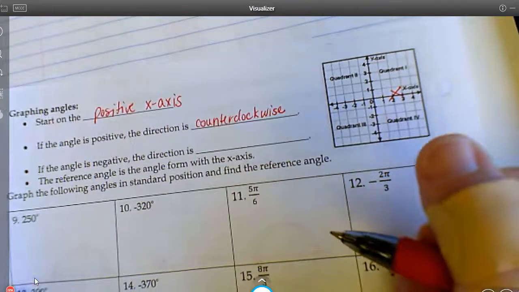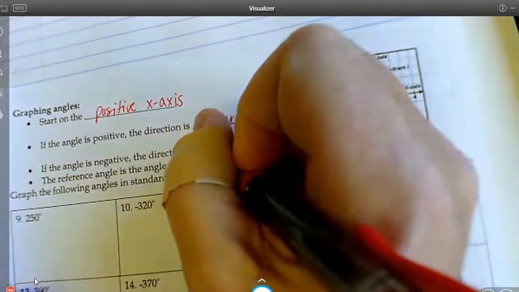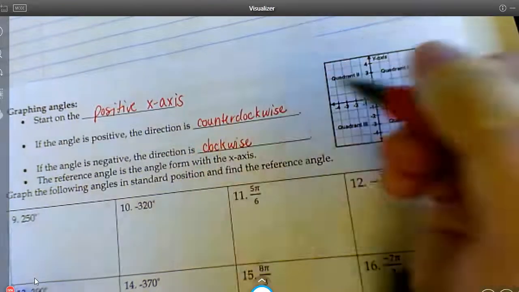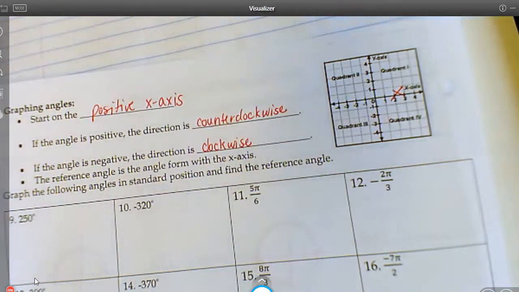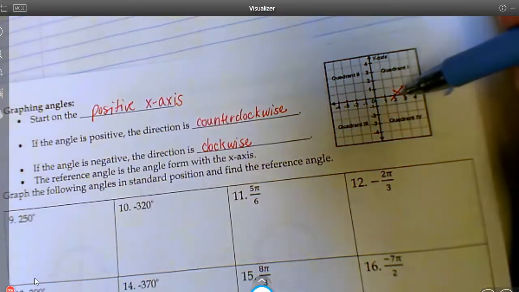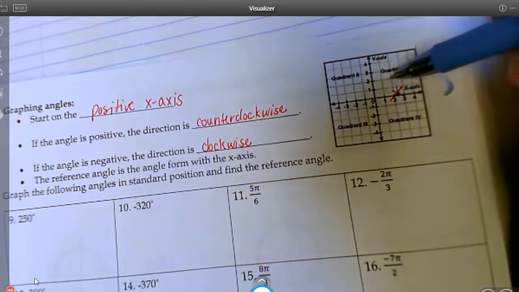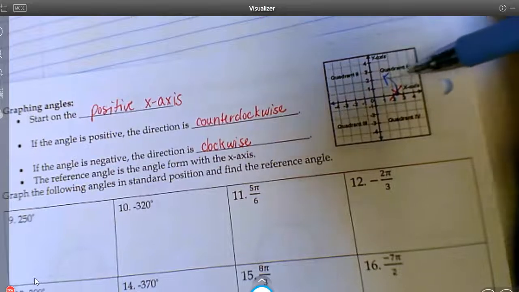I'll just go ahead and give you the words. If the angle is negative, the direction is clockwise. So, you're going to start here, no matter what angle it is, you start over here. If it's positive and it wants us to draw it, you're going to start here and you're going to come around this way.